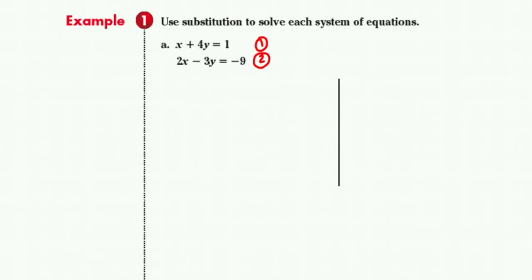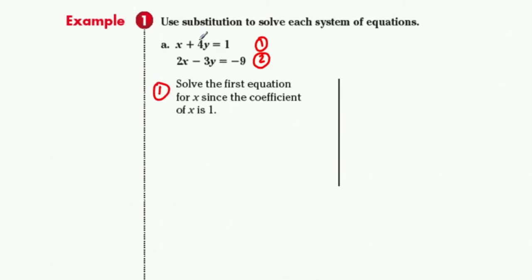Solve the first equation for x since the coefficient of x is 1. The reason why we're using equation 1 and solving for x is because the coefficient of x, or the number before x, is 1. So we don't have to do a lot to be able to solve for x. We copy the equation, and we simply subtract 4y from both sides. You end up with x equals 1 minus 4y.